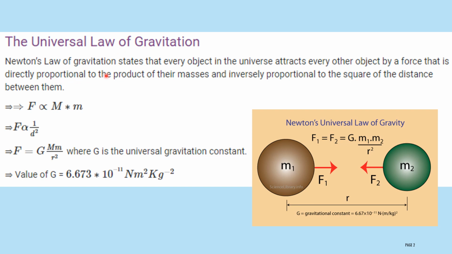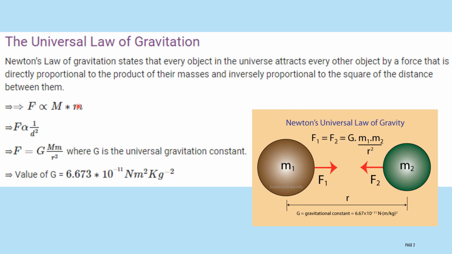This law we can also call Newton's law of gravitation. This law states that every object in the universe attracts every other object by a force that is directly proportional to the product of their masses and inversely proportional to the square of the distance between them. According to this universal law of gravitation, every object in the universe attracts each other, whether the object is small or big.